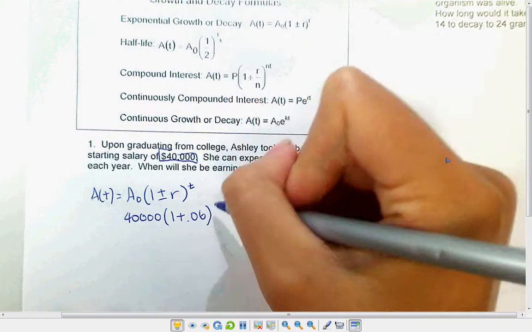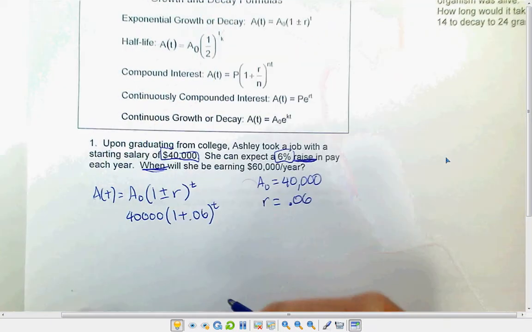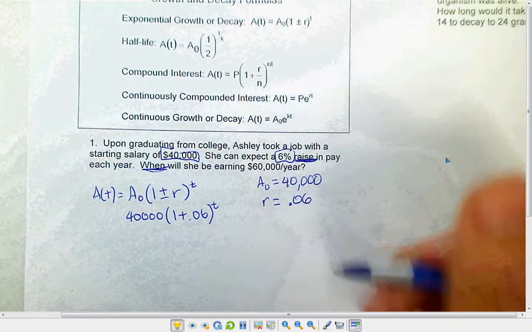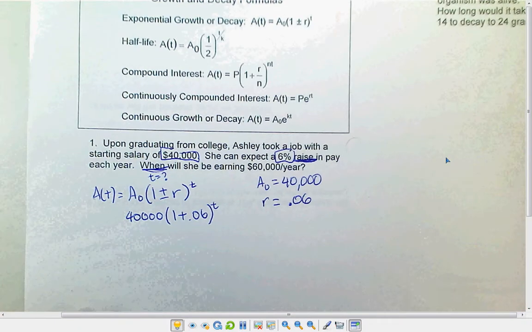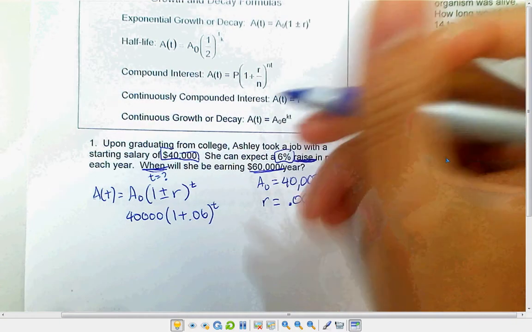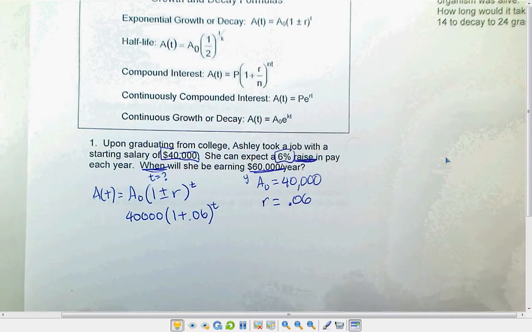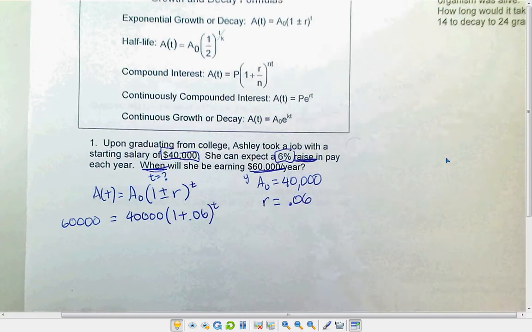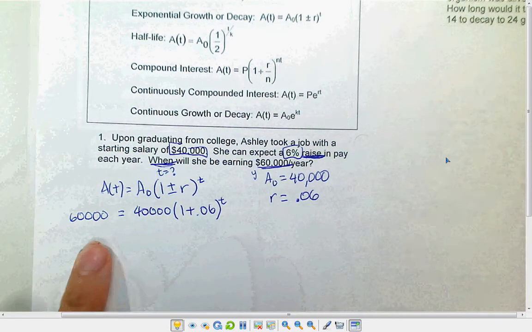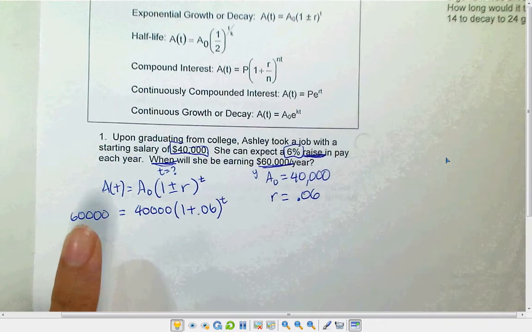to the t power. Now this is asking us when. So what we're looking for is, what is t? t equals question mark. That's what we're going to solve for. Will she be earning $60,000 a year? This is our y. So our y actually is going to go on this side. So now that we've set up this equation, this is now something we know how to solve.